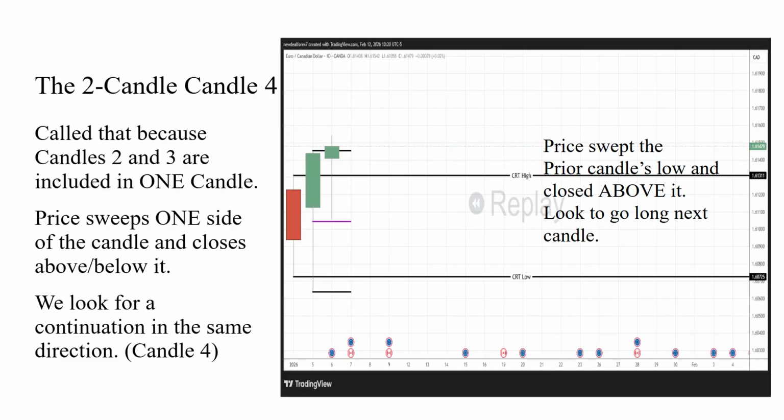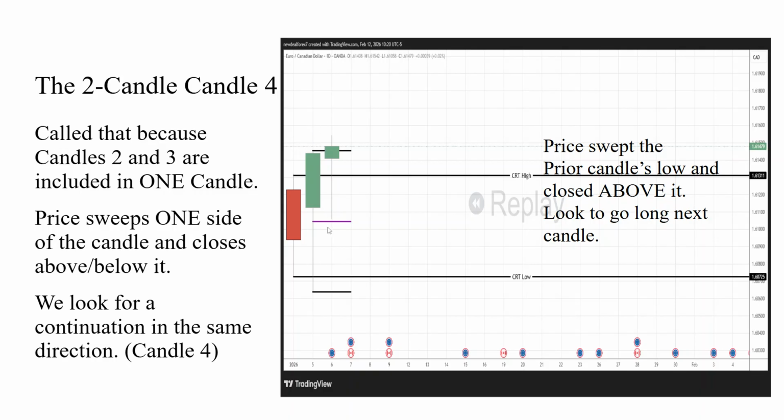Now we also have the 2 candle 4. What do I mean by that? Every now and then, you're going to see the candle range theory where candles 2 and 3 are both in one candle, whereby you'll have a range candle and then the next candle both will sweep the candle's low and close above it. Typically, this takes 2 candles to do, but sometimes it does it in one.